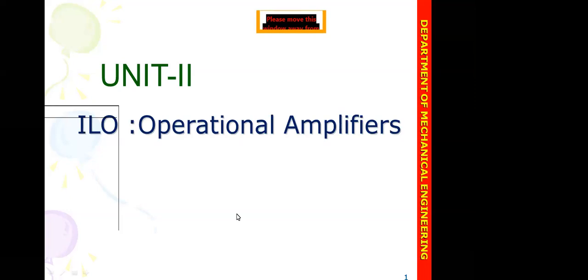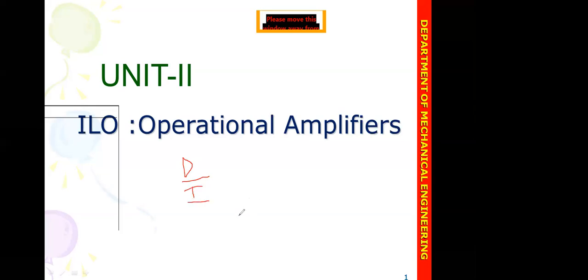There are so many amplifiers: mechanical amplifiers, electrical and electronic amplifiers, fluid amplifiers, and optical amplifiers. In the mechanical amplifier, we already discussed some lever arrangement. Here, the gain of the amplifier is nothing but output by input.